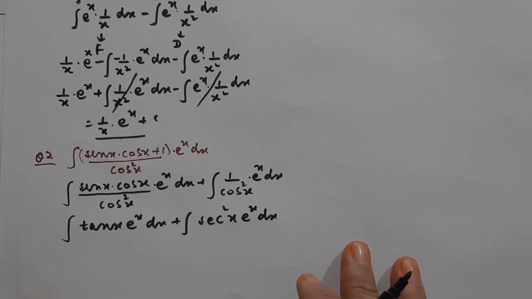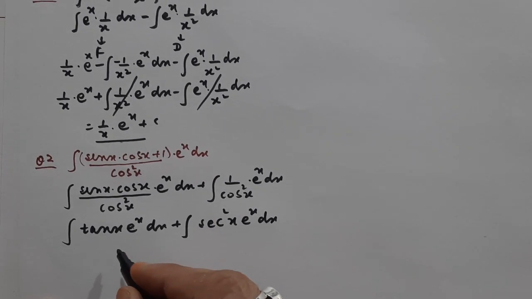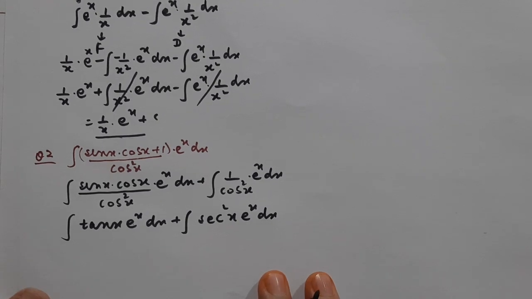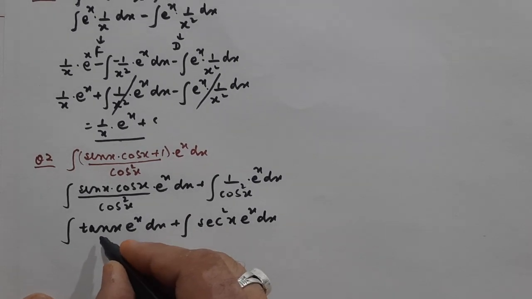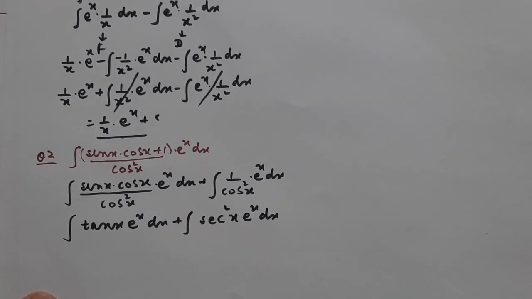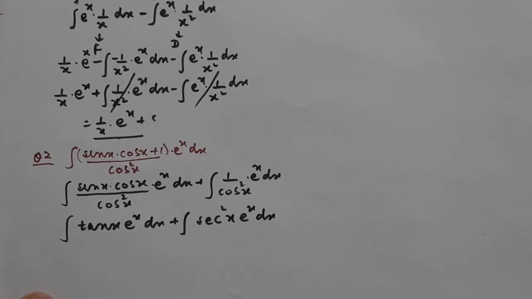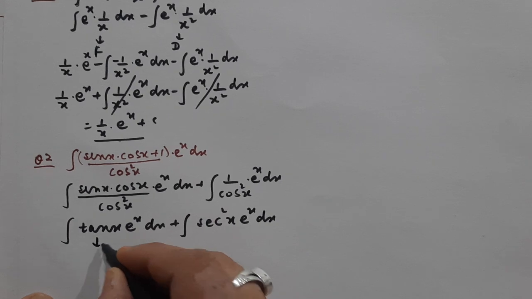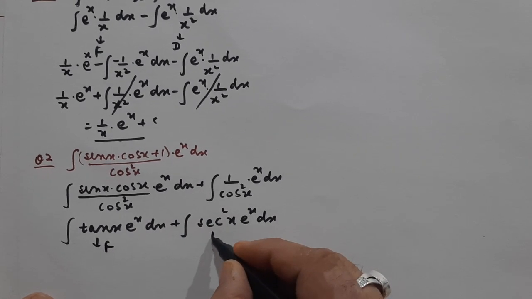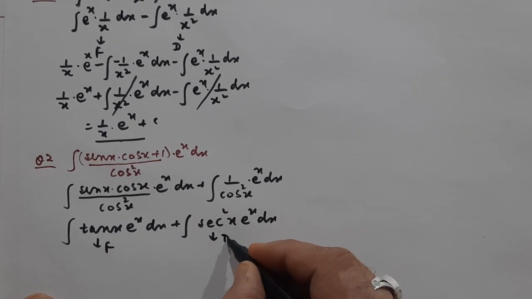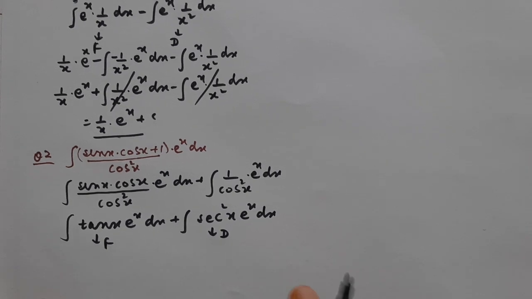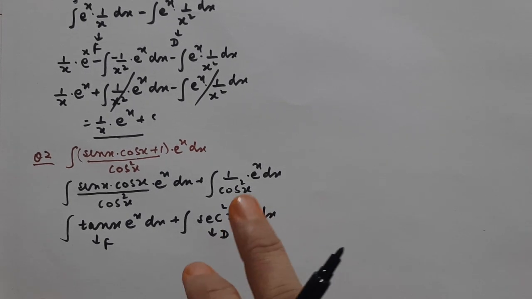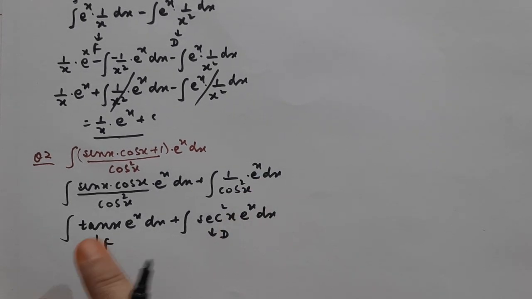Now students, in this question we have to identify the function and its derivative. Now here tangent x is the function and its derivative is secant square x. Secant square is not the function because derivative of secant square is not tangent x.